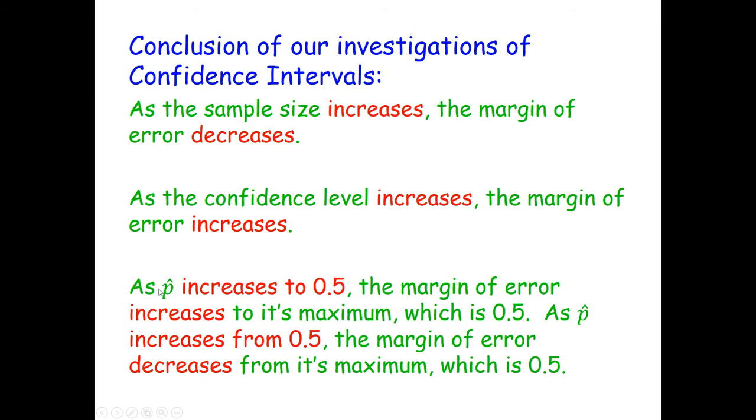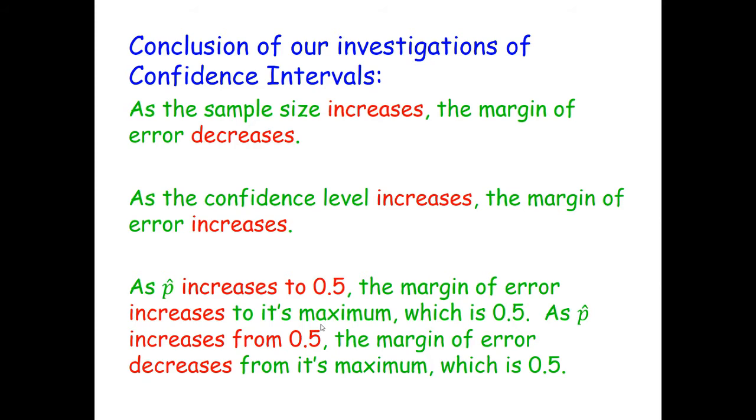And this is kind of important. As p-hat increases to 50%, the margin of error increases. So 50% is the largest margin of error. If your sample proportion is 50%, you will get the largest possible margin of error. And as you decrease from 50%, your margin of error decreases back down. So 50% has the highest margin of error. You don't really have control over what your sample ends up being.